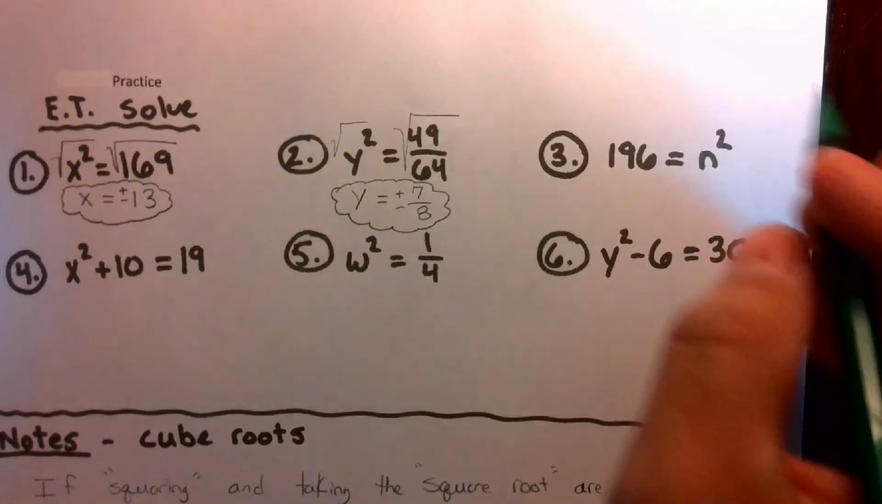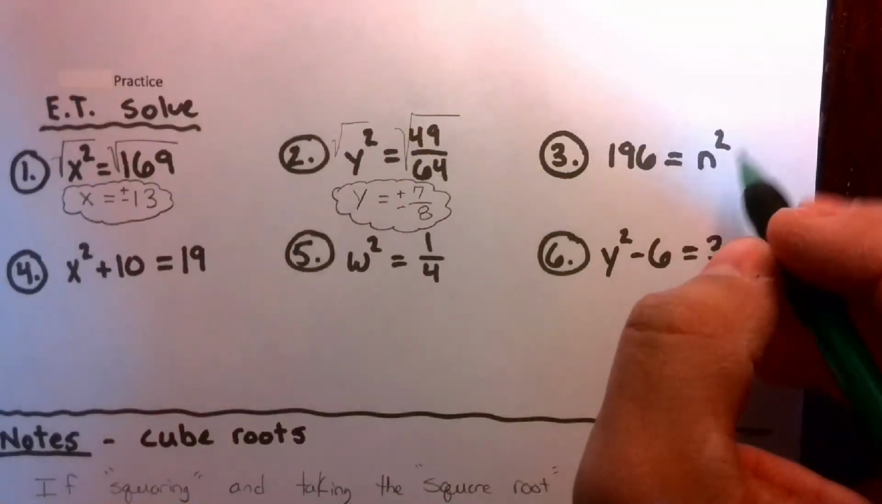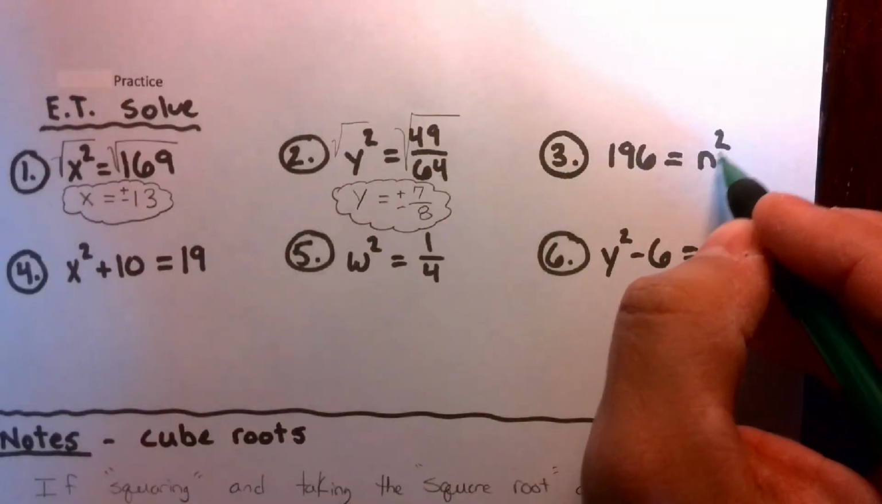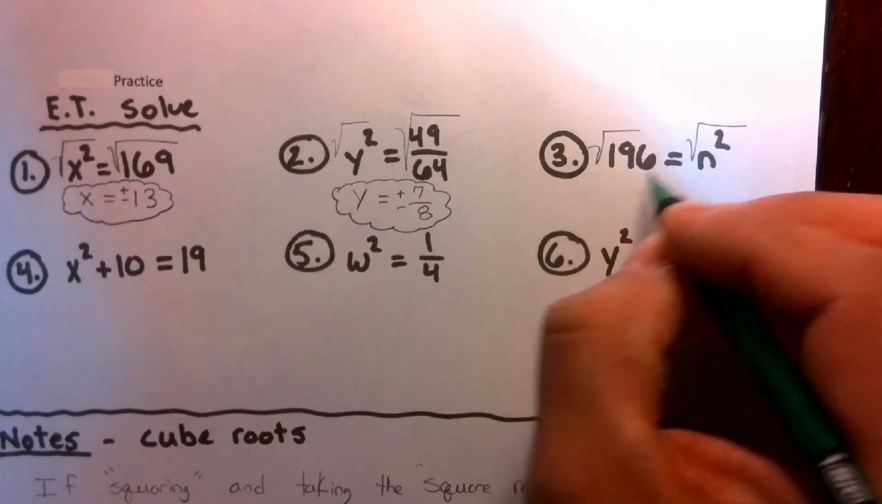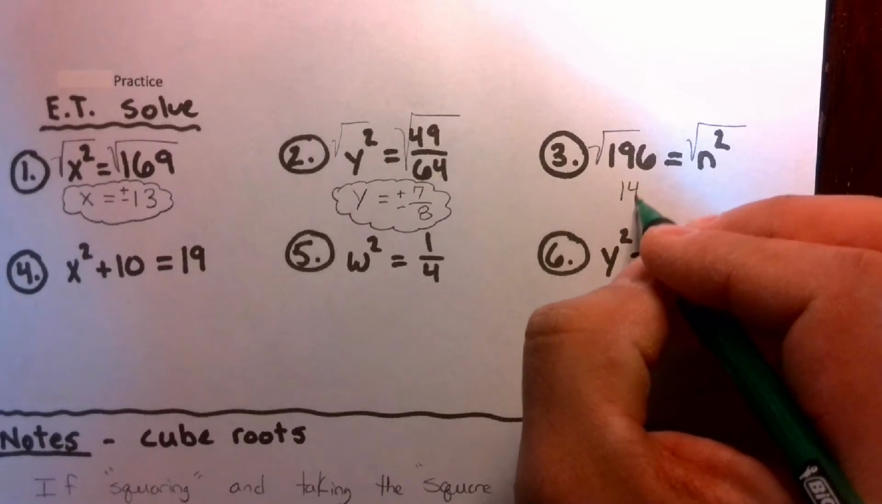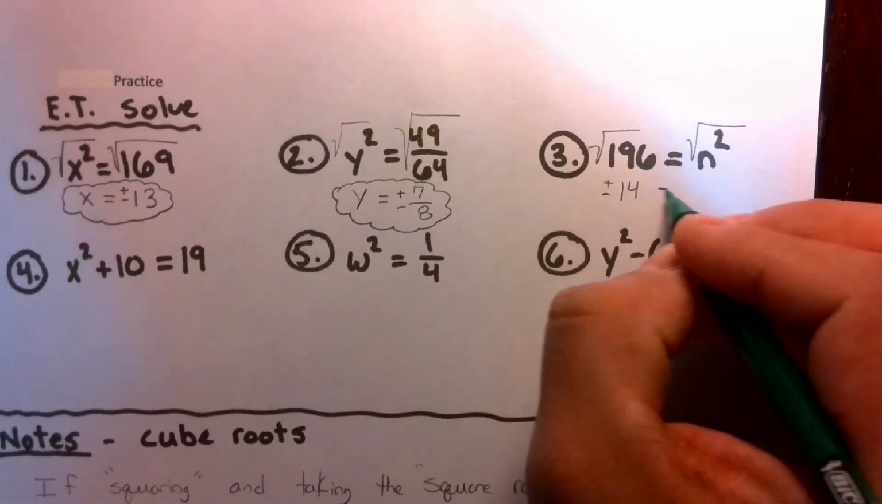Number 3, the variable's on the right hand side, no different. I just need to get it alone, so I've got to get rid of the exponent of 2, the square, so I'm going to square root both sides. Square root of 196 is 14, so it's going to be plus or minus 14.